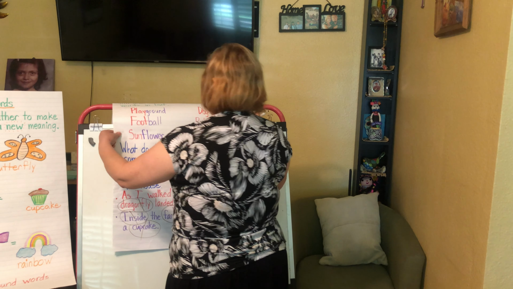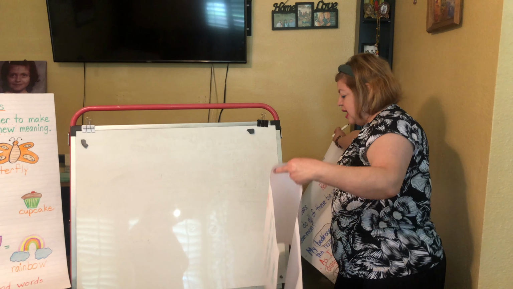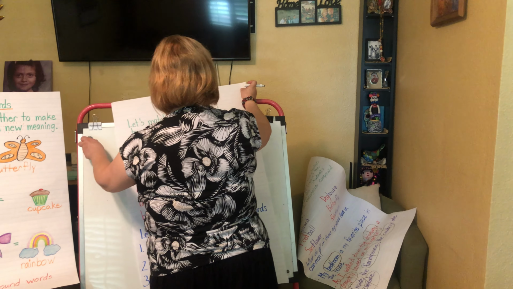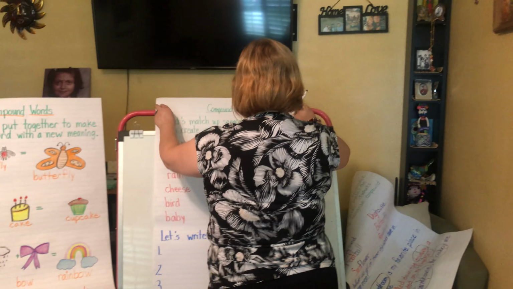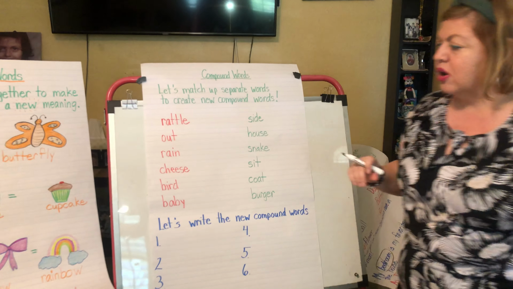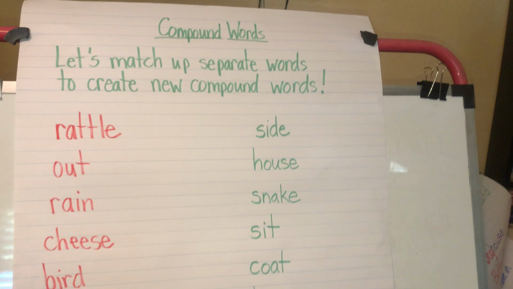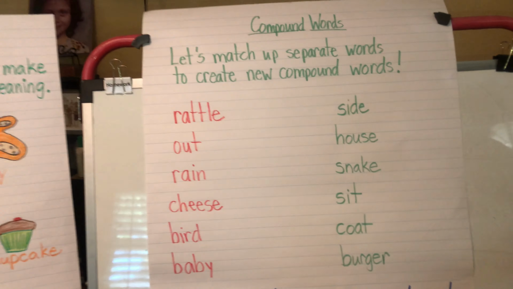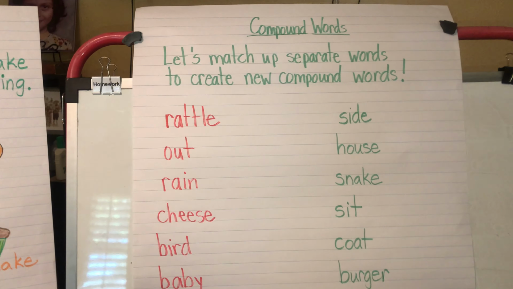I have another little chart that I want to show you. Okay, so I'm going to put this one aside, and we're going to focus on this one. Okay, let's just see how great you are at compound words. So it says, let's match up separate words to create new compound words. So I have 2 columns of words, and I'm going to match them going across to make compound words.